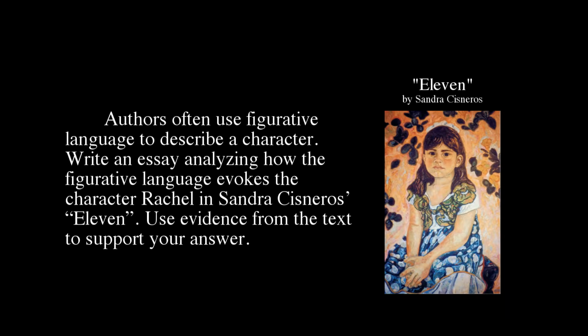Today's prompt: "Eleven" by Sandra Cisneros. Authors often use figurative language to describe a character. Write an essay analyzing how the figurative language evokes the character Rachel in Sandra Cisneros' short story "Eleven." Use evidence from the text to support your answer.